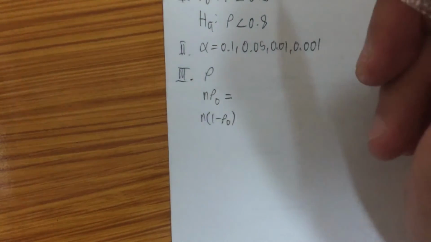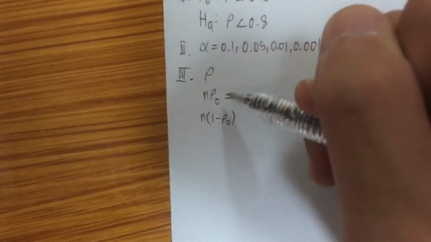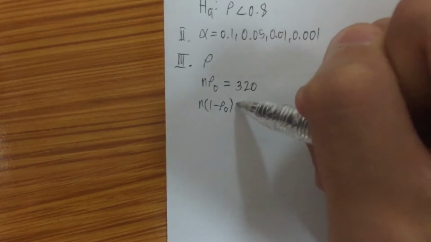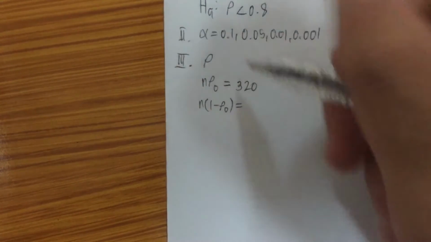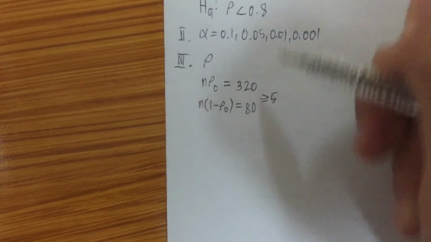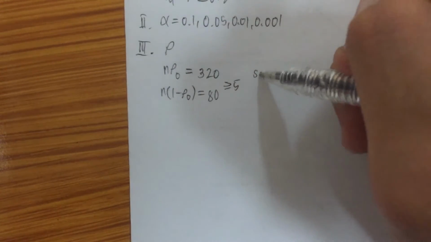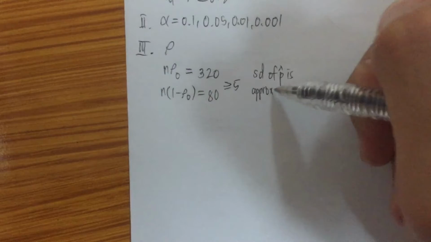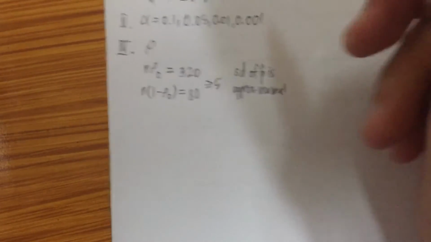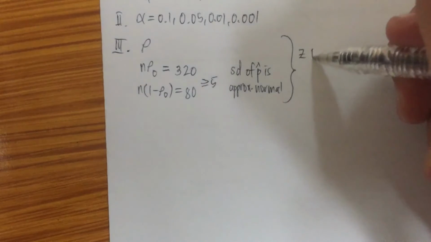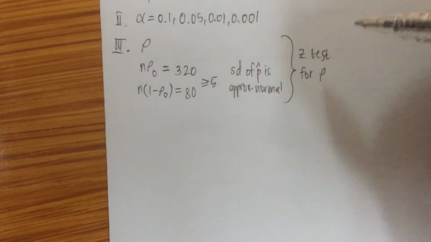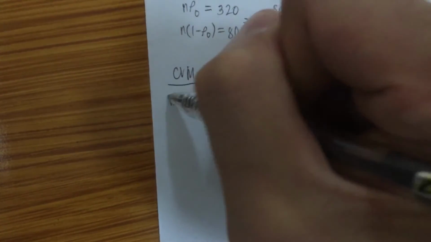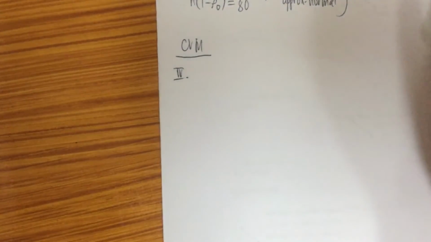So n times rho in this problem, so the sample size is 400, rho naught is 0.8, so that's 400 times 0.8 or 320. For the next equation, that's 400 times 0.2, that's 80. Both are at least 5. So we can say that the sampling distribution of the sample proportion is approximately normal. Okay? So based on these two, we can say that the correct test should be the z-test for the population proportion.